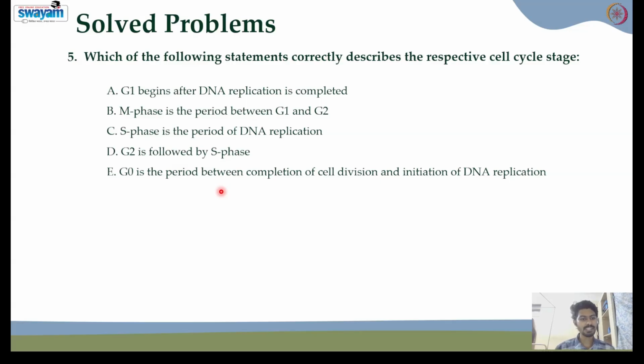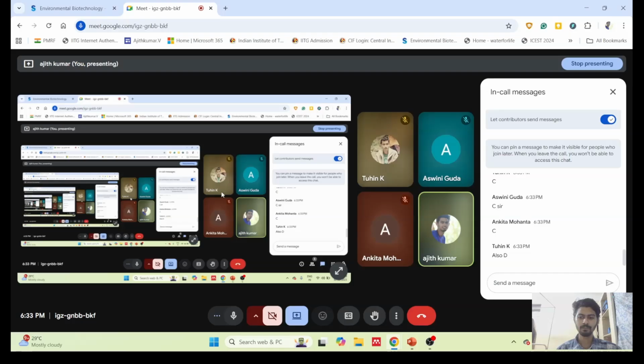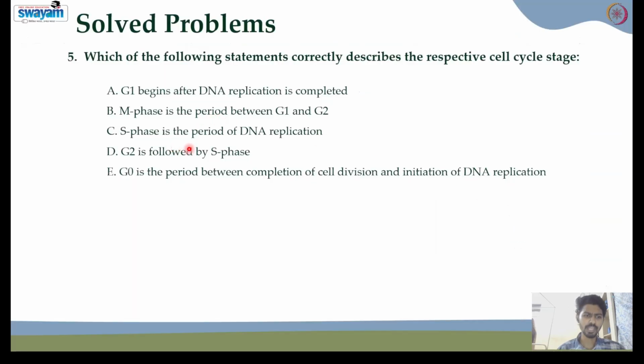You can post your answers. I will repeat the question. Which of the following statements correctly describes the respective cell cycle stage? Option C. Okay. Option D also. Okay. Any other answer?